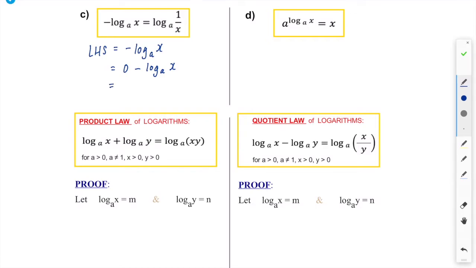But 0, in part a, we have shown that this is log of 1 base a minus log of x base a. And using one of the properties or laws of log, when you subtract 2 logs of the same base, this is the same as a division. So this is equal to the right hand side.